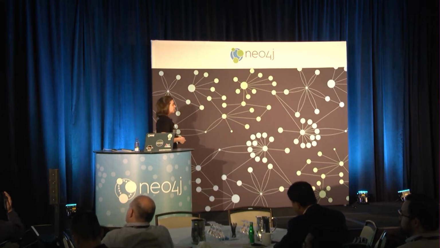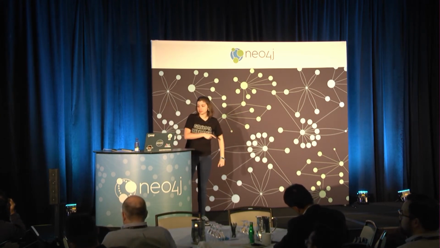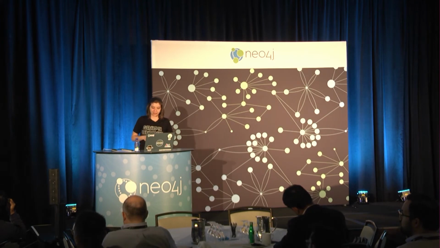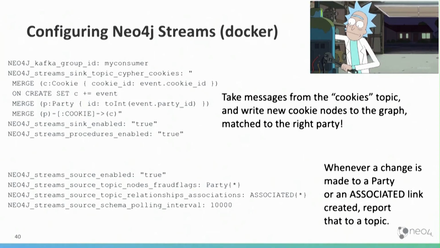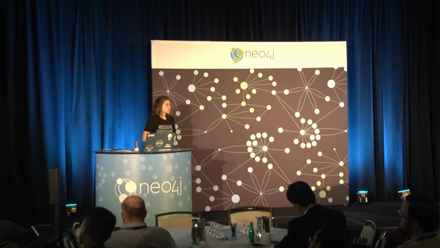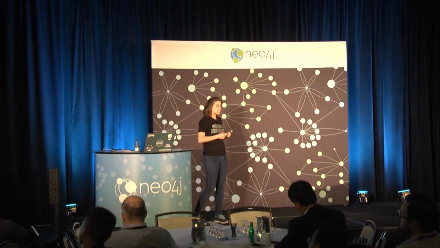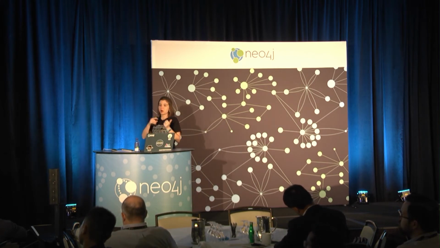And then down on the bottom half of the screen is the process going back the other way. So when something changes in the graph, we want to push that back out to Kafka. And you can see we have two different topics that are going out, one for fraud flags. So looking at any type of change that's going on in the party nodes, anytime you see a change for party nodes, you want to push that back out to the fraud flags topic in Kafka. And then the next line down is anytime you have a change in the associated relationships in the graph, you want to push that out to the relationships associations topic in Kafka. So anytime you have changes in information for new cookies coming in, we're going to change that in the graph. Anytime you have those party or associated links changing inside the graph, we want to push that back out.